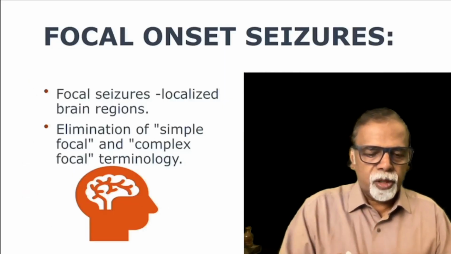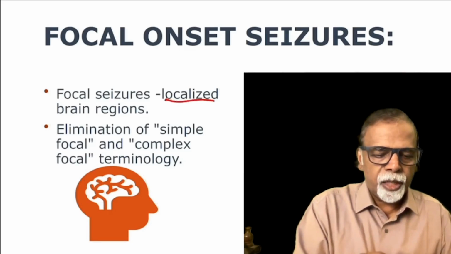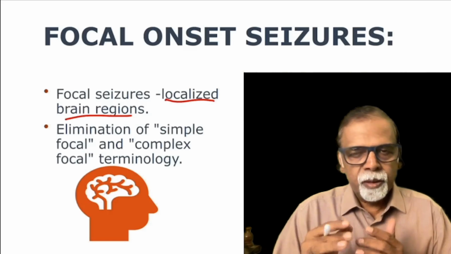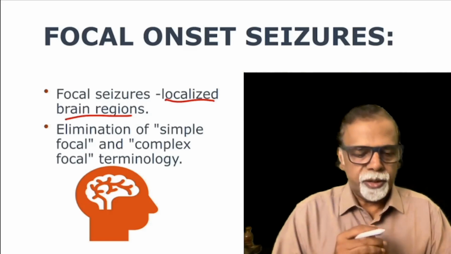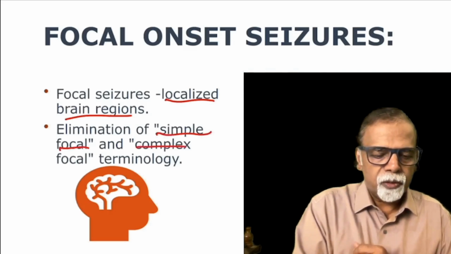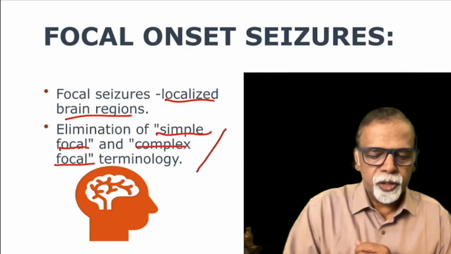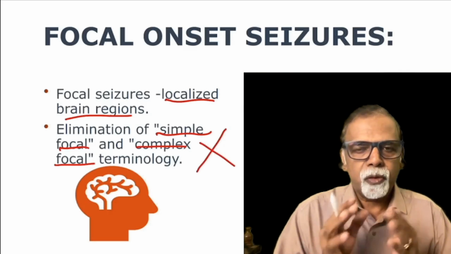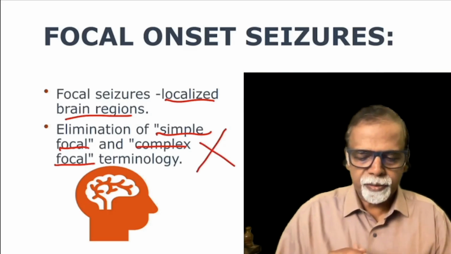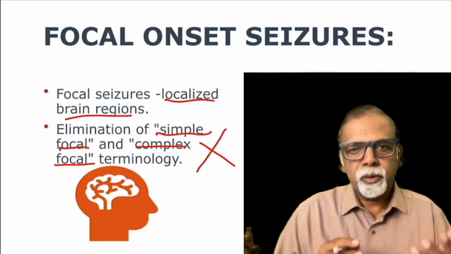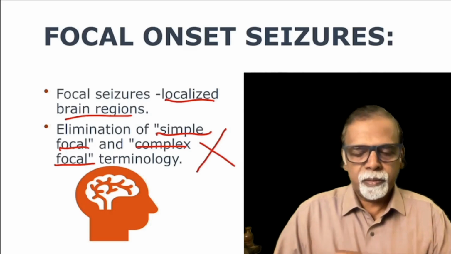So focal seizures arise from localized brain regions. Manifestations depend upon where the seizure originates. Terminologies like simple focal, complex focal, or complex partial have been removed in the newer classification. So we divide the seizures into focal seizure and generalized seizure. And subcategories are based on the clinical features, whether it is motor, sensory, autonomic, etc.